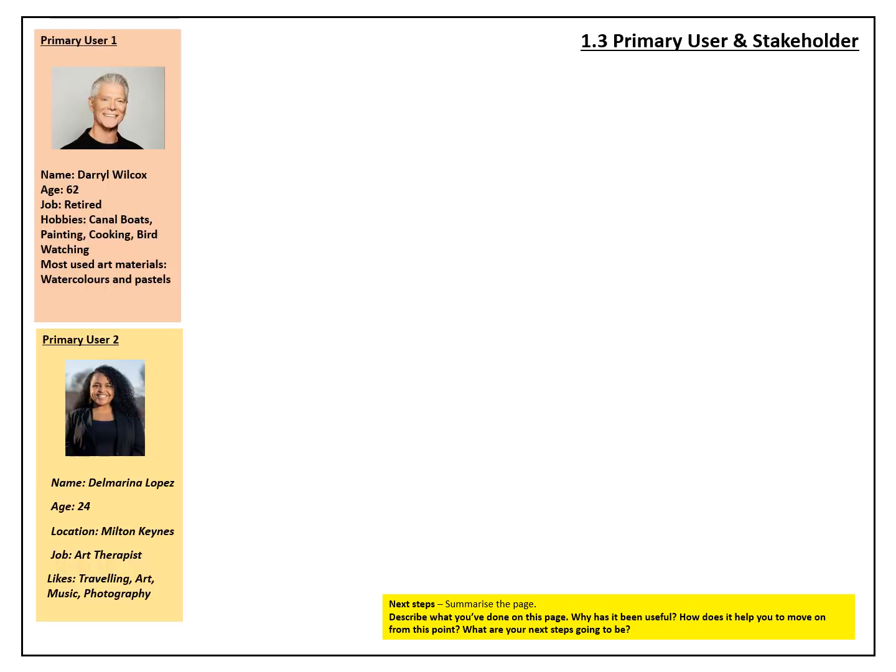So the first thing you're going to need to do is add your primary user profiles. Now, ideally, you should have at least 2 of these. And within these profiles, I need to see names, ages, probably jobs, hobbies or likes, and any other relevant information that fits in with whichever context you are doing.